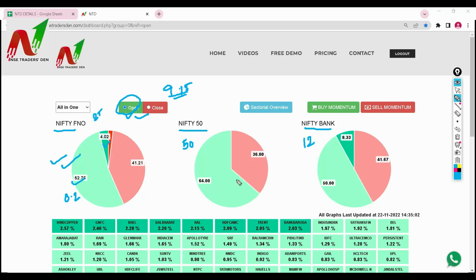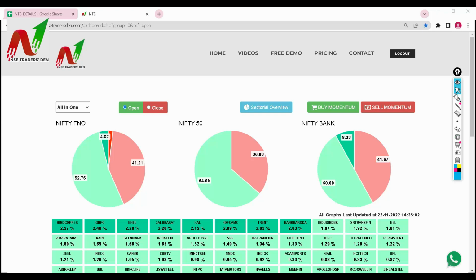In Nifty 50, you can see that 64% of stocks are trading in green, and in Bank Nifty, which is 50 plus 8, around 58 to 59% of stocks are also trading in green. So out of this, you can assume that your trend for the intraday is on the positive side. Looking at this, you can get your trend for the intraday. Once you have selected your trend, where is your trend? Your trend is on the positive side.